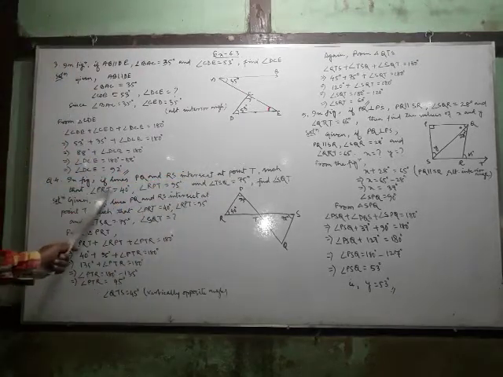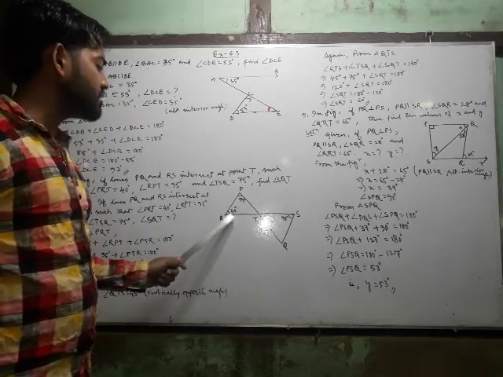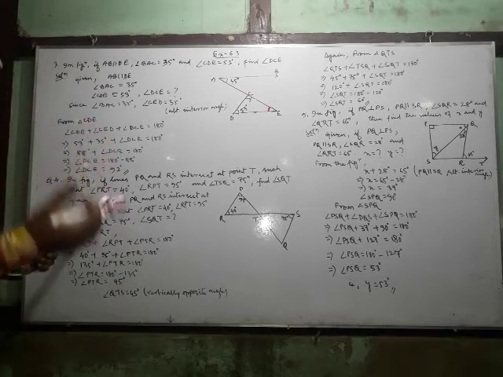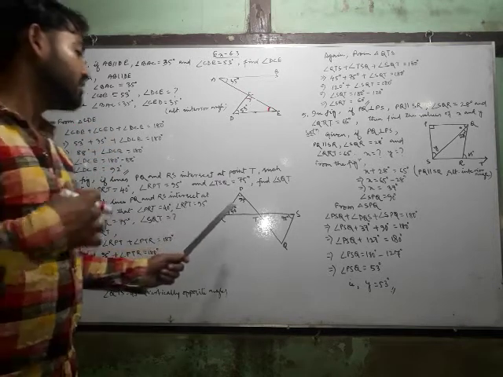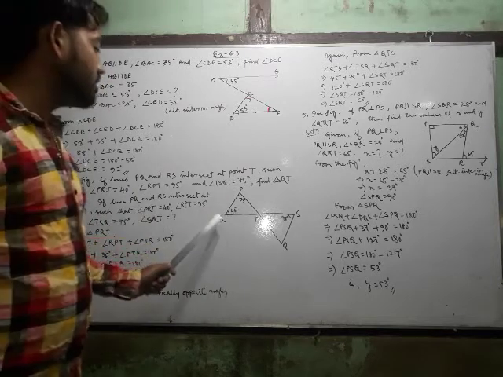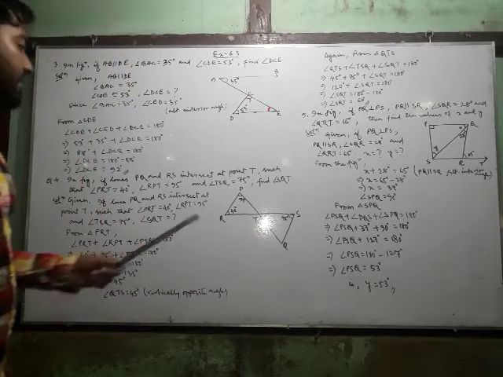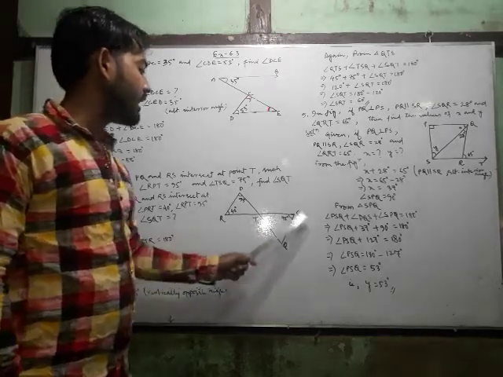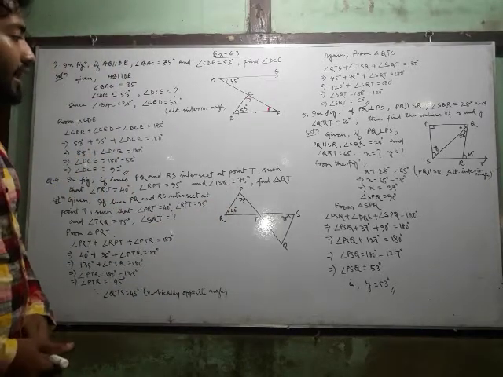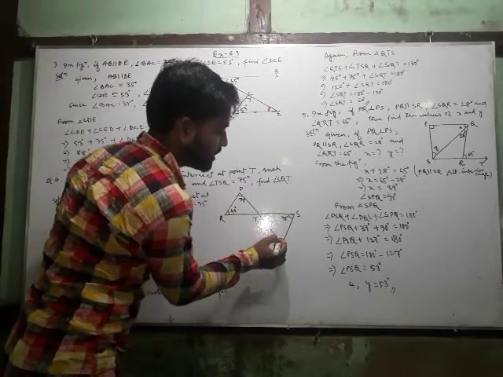Such that the values given are PRT equal to 40 degree. PRT means this angle is 40 degree. Whatever the alphabet in the middle will represent that particular angle, that is 40 degree. And RPT, this angle is also given in the question, that is 95 degree. Along with that, TSQ is also given, that is 75 degree. Now we have to find the value of SQT. So we have to find this particular angle.